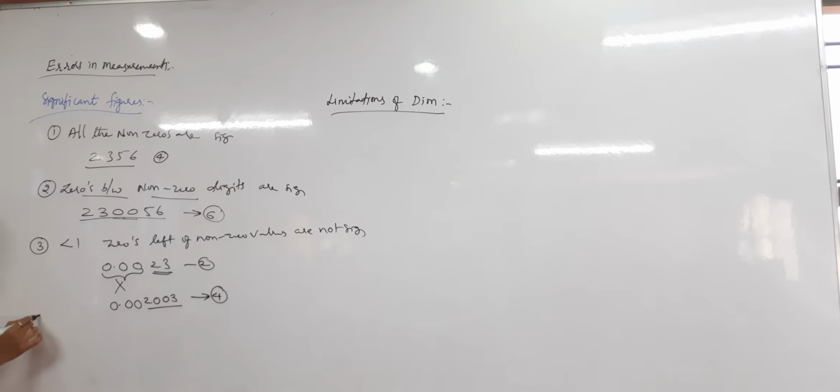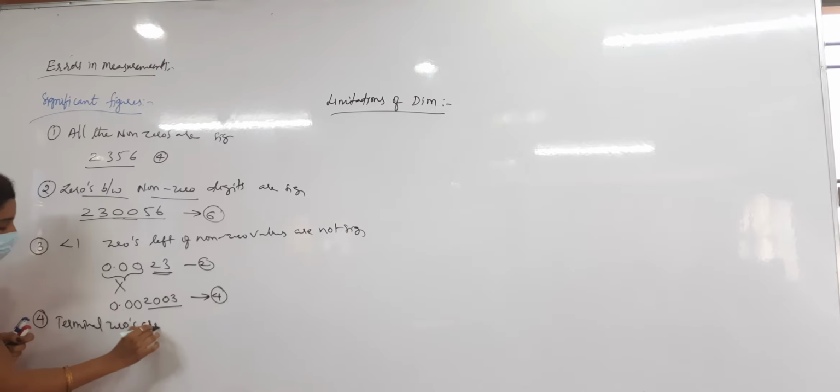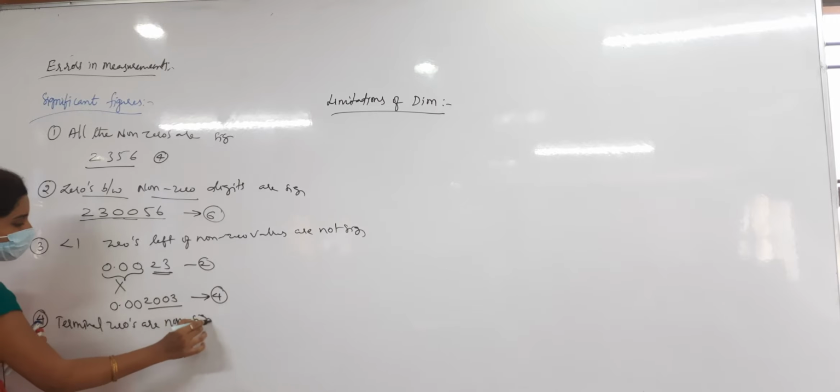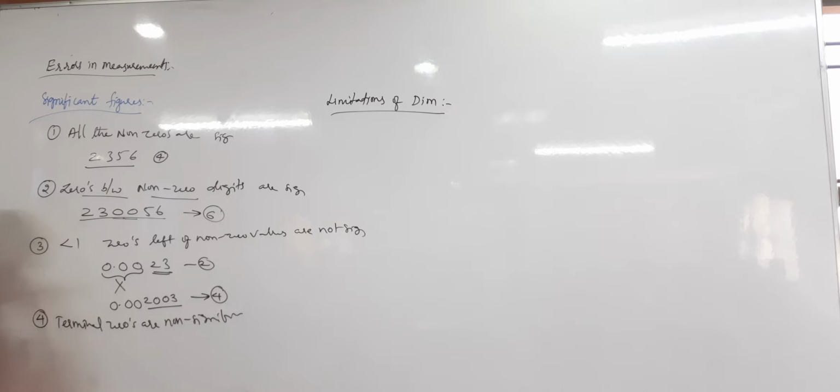Now the fourth rule: the terminal zeros are non-significant. Non-significant means, for example, if I have 11000, how many significant figures are there here? 2. Why? Because everything here is terminating zeros. Those are terminating the value. So how many significant figures are there? Nothing but 2 significant figures. So I can write it directly as 2.